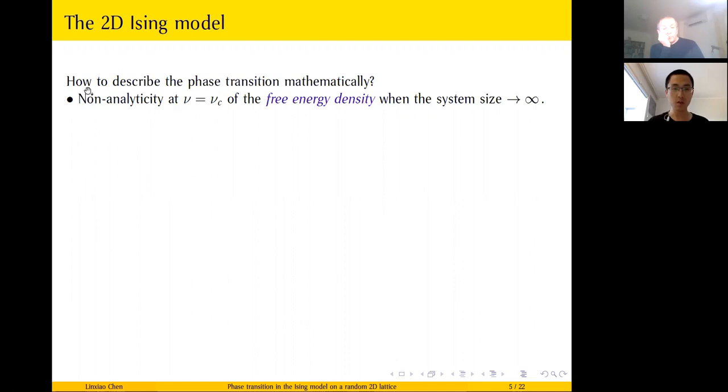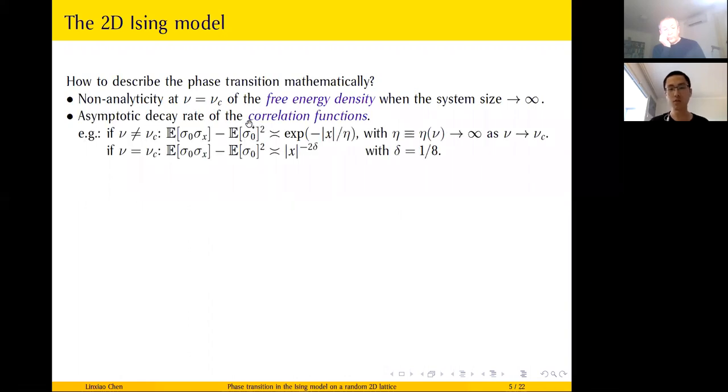First, the definition proposed by the physicists is the so-called free energy density of the system. Free energy is the logarithm of the partition function, and density just means that we divide by the size of the system. So this function, when the size goes to infinity, will be non-analytic at the critical temperature. So this is one signature of the phase transition.